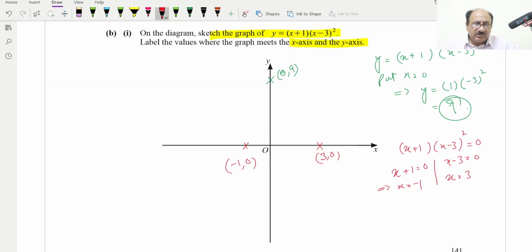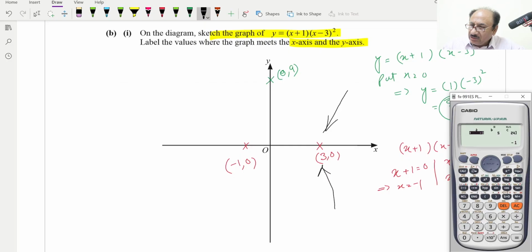We got the points. Now we have to just sketch the graph, and for sketching the graph we have to check whether the graph is coming from this side or coming from this side, and we don't know this situation. So how can we check? We can check this with the help of the calculator. I'll explain so that you can easily do that.